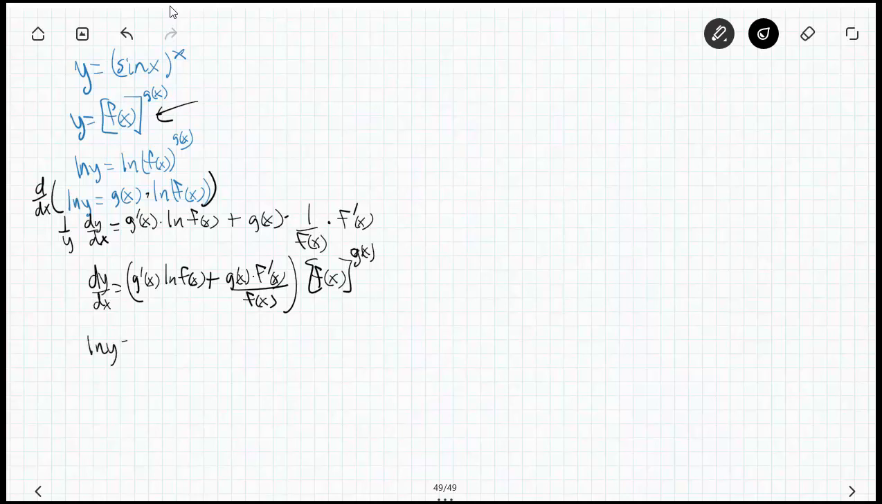I would do the natural log of y. I'm going to skip steps, so we're going to come down here. Natural log of y is equal to x ln of sine of x. You see what I did? I just skipped a step.